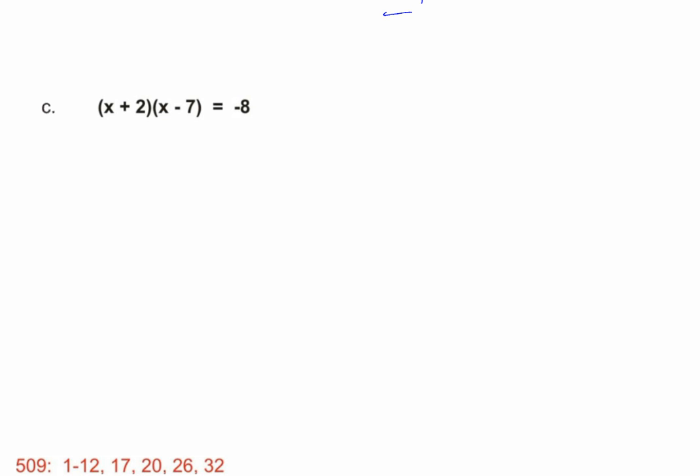If they would have been the same, you could make it the parentheses squared and take the square root of both sides, right? But they're not. You got to multiply this thing out. So multiply it out and then decide which method you're going to use and go ahead and solve it. I'll do it here while you do it there.